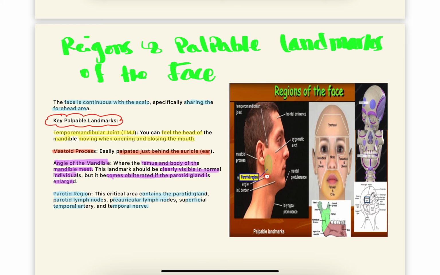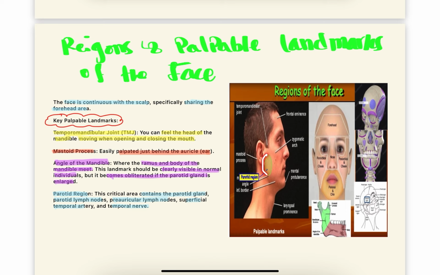So the angle of the mandible is basically where the ramus and the body are meeting, and it's clearly visible on people, but it's obliterated and not seen in the case of when the parotid gland is enlarged. And later on, we'll be discussing what the parotid gland is. And then here we have the mastoid process. So the mastoid process, we can see it behind the ear or behind the auricle.